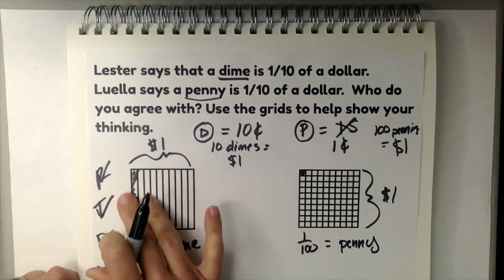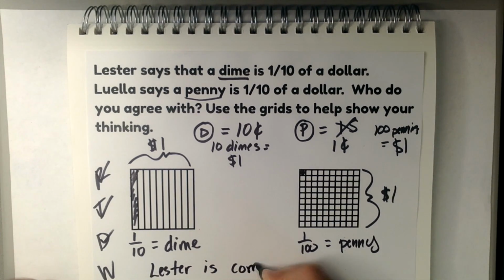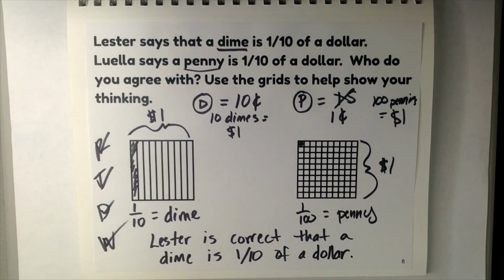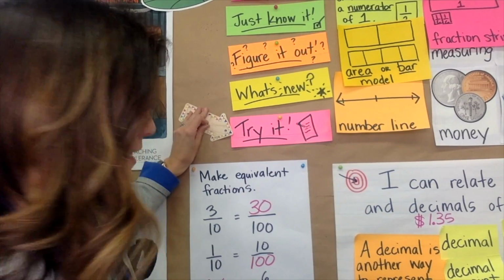So we use these models provided for us, so let's write a sentence. Lester is correct that a dime is 1/10 of $1. So now you can see that I've written my sentence and I've proved my thinking. And we are ready for our try it.